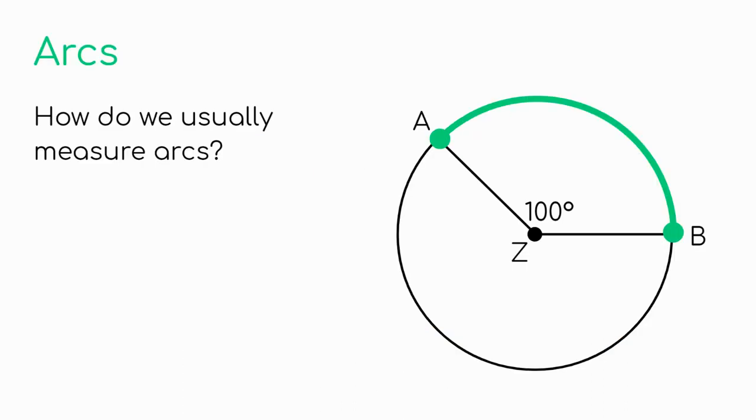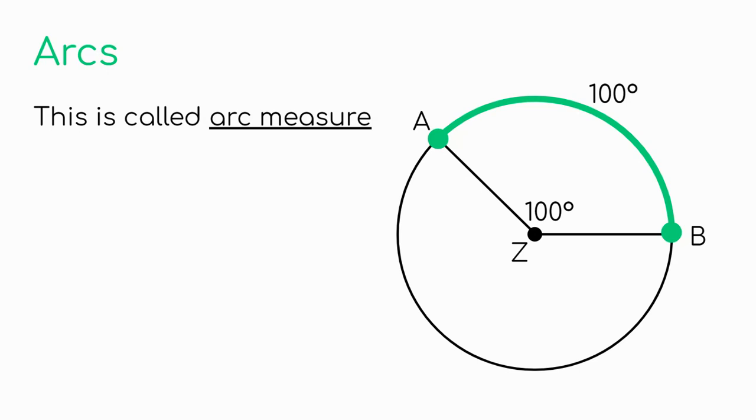So let's think about how we usually measure arcs. When we've been talking about angles, how could we find the measure of arc AB? Hopefully you remember that's a central angle. Central angles are equal to the arc. We usually measure arcs in degrees, so that is called arc measure. The measure of arc AB is 100 degrees.